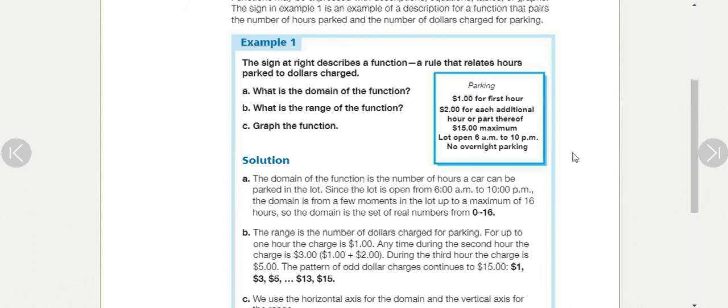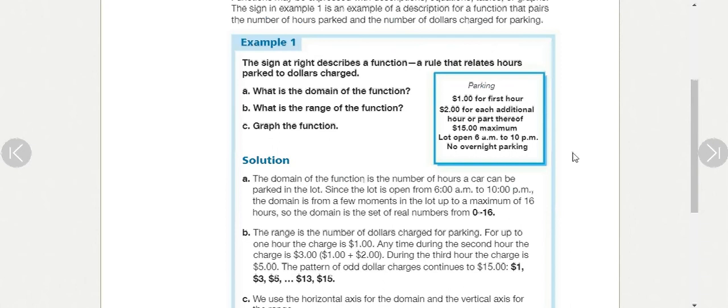Domain is what goes in that determines the output. It comes first in a problem. It determines the output and not the other way around. The x is the time spent at the parking place. Your time there, how many hours between 6 and 10 that you're there. And since it is open only 6 to 10, there's only 16 hours you can be there. There's a limit of 16 hours.